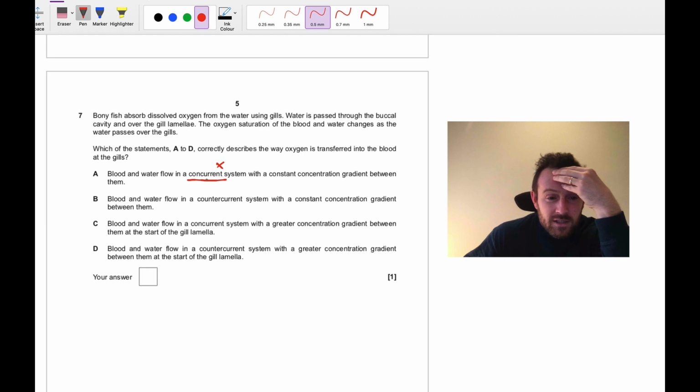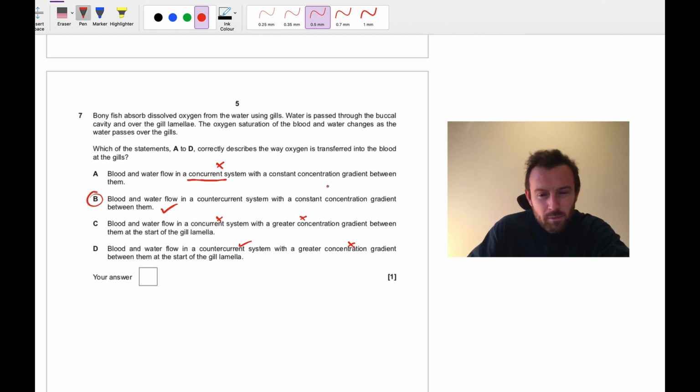So that's not right. Blood and water flow in a countercurrent system with a constant concentration gradient between them. I think this is correct. I'm just going to read on though, just to make sure. C. No, not concurrent. No. Countercurrent is yes, but with a greater, no. Okay, yes, it is constant.